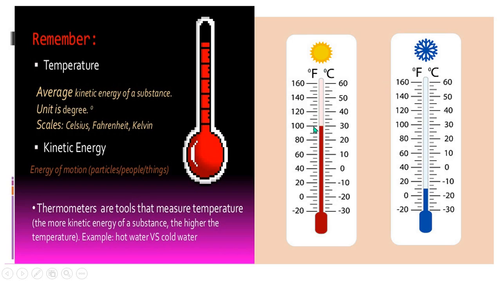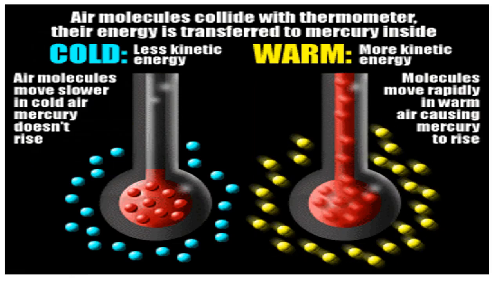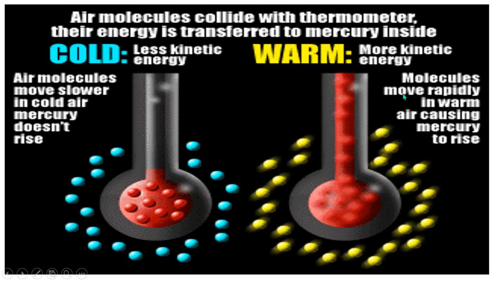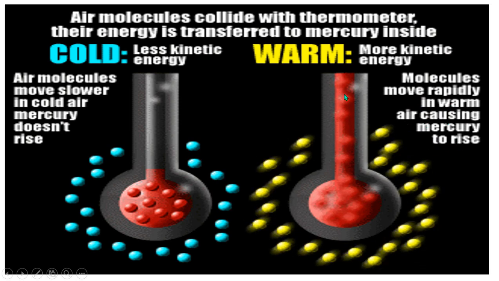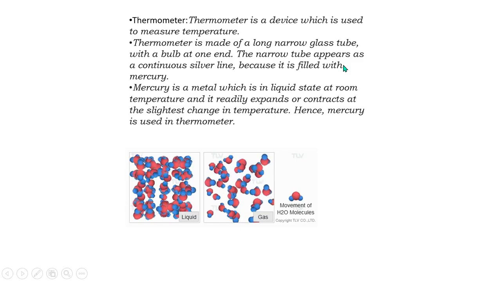And this is how when the temperature increases, the rise in the mercury also increases, and when the temperature decreases, the mercury also decreases in a thermometer. In cold, less kinetic energy is there, meaning the molecules move slower. In cold air, mercury does not rise, so the mercury has not risen here. Whereas in warm, the kinetic energy is more, molecules move rapidly, causing mercury to rise, and this indicates the rise in temperature.